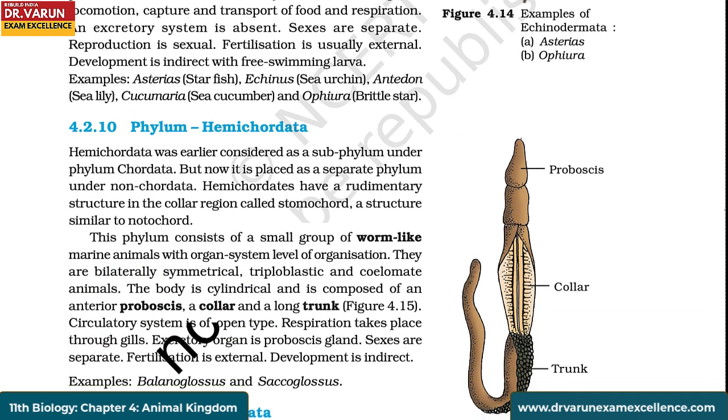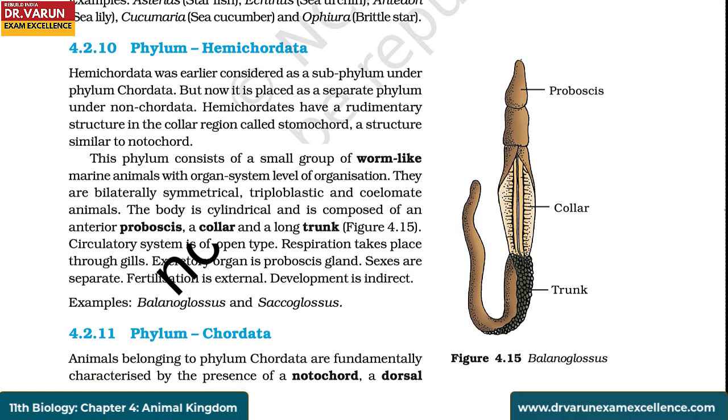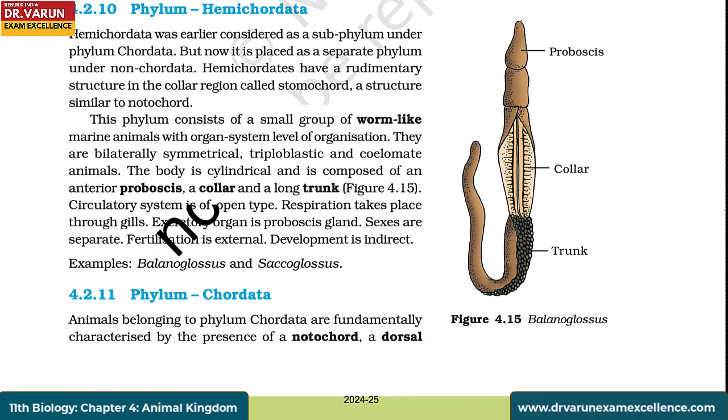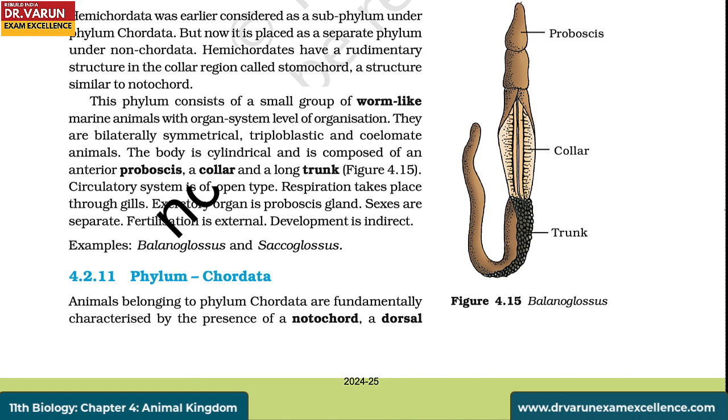Phylum Hemichordata. Hemichordata was earlier considered as a subphylum under phylum Chordata, but now it is placed as a separate phylum under non-chordata. Hemichordates have a rudimentary structure in the collar region called stomochord, a structure similar to notochord. This phylum consists of a small group of worm-like marine animals with organ system level of organization. They are bilaterally symmetrical, triploblastic, and coelomate animals. The body is cylindrical and is composed of an anterior proboscis, a collar, and a long trunk.